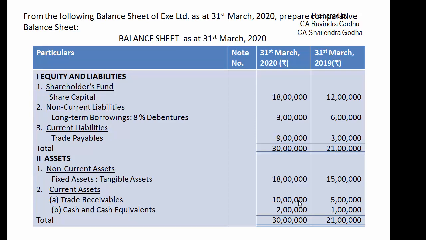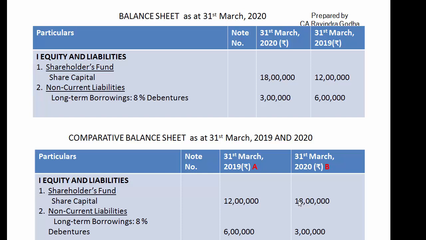This type of question is given in your books. Please note this question in your copy, and I am explaining how to solve it. In the question, the years are given as 2020 and 2019, but in the comparative balance sheet you have to write the previous year 2019 first, then the current year 2020. So be careful in writing this. Most students make mistakes here. First write all the data belonging to 2019, then all the data belonging to 2020.